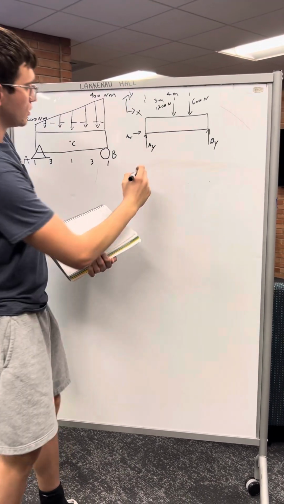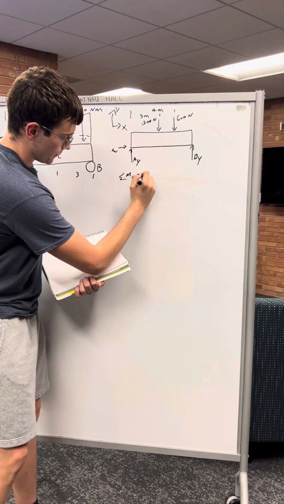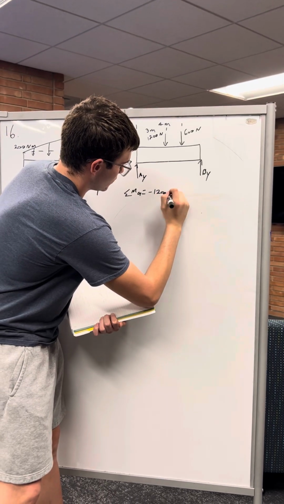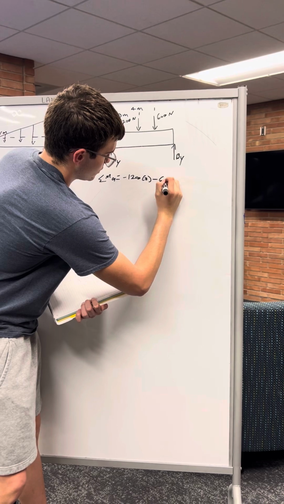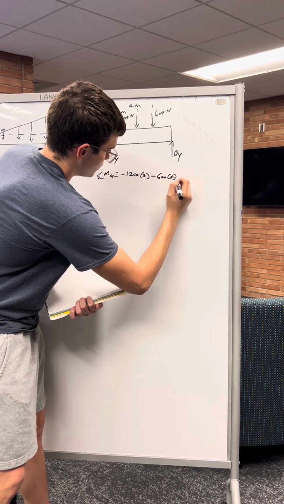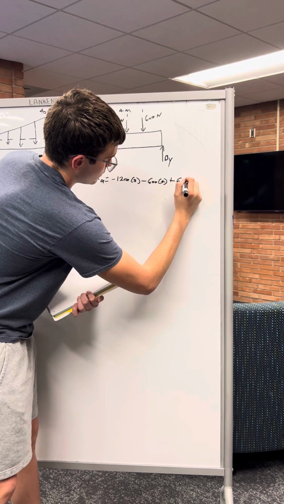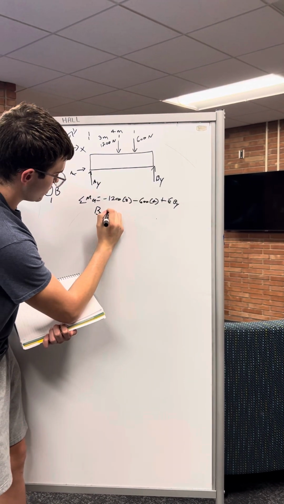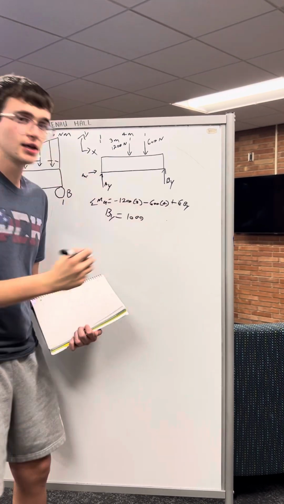Now next we're going to do our sum of moments at point A. This is going to be negative 1200 times 3, then negative 600 times 4, plus 6By. Once you solve for By, you should end up getting 1,000 kilogram meters.